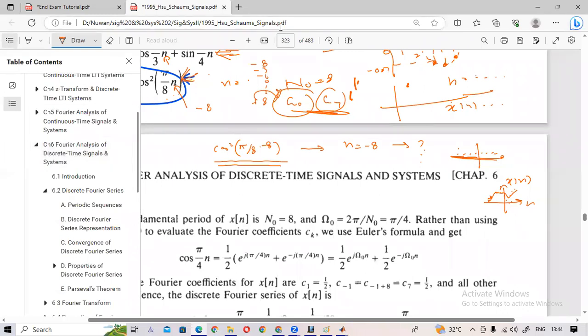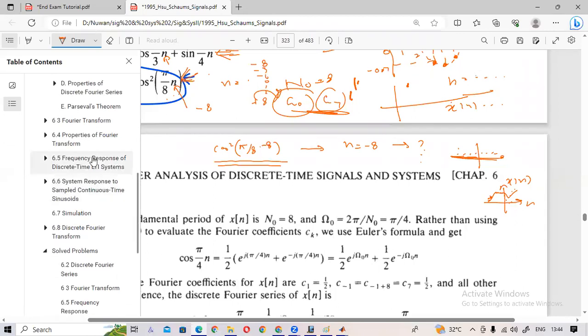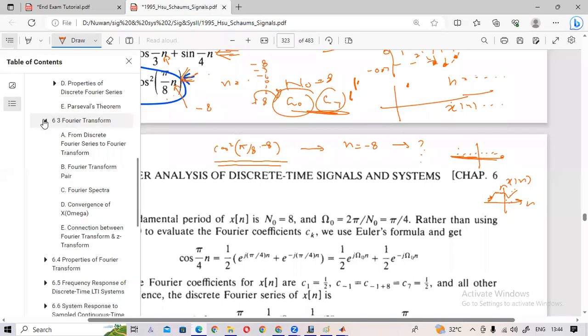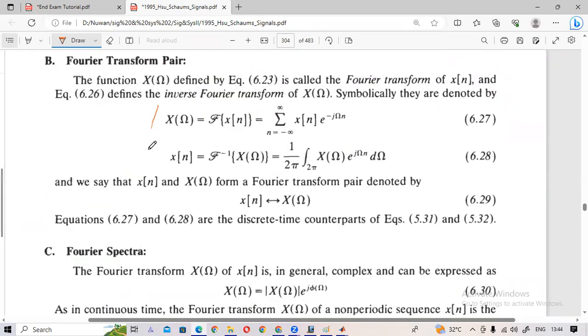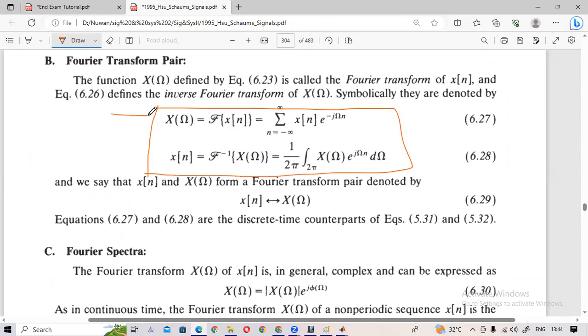In the previous question, we have done Fourier series representation for periodic signal. So this is for non-periodic signal, that is Fourier transform. And you have this equation. These are the equations for Fourier transform. This is for Fourier transform and this is for inverse Fourier transform.